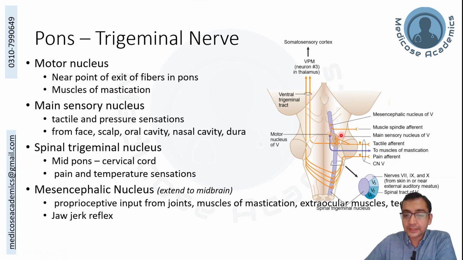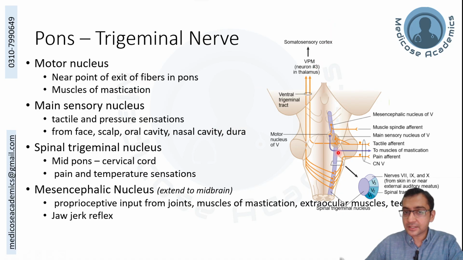So that's that. Then there is the main sensory nucleus. It receives the tactile, the pressure, the 2-point discrimination sensations from the area of supply of the trigeminal nerve, that is most of the head region and some of the neck region too. So here they are repeated separately: face, scalp, oral cavity, nasal cavity, and dura.